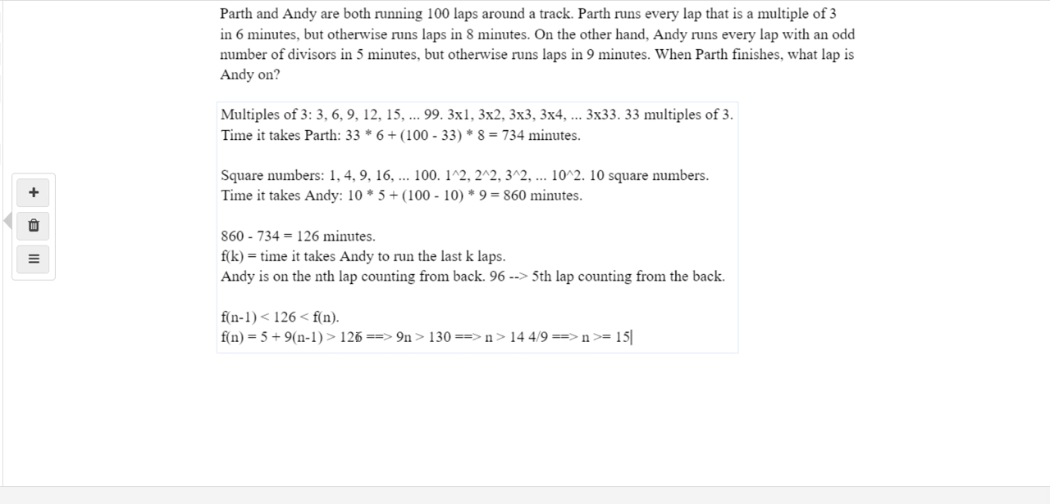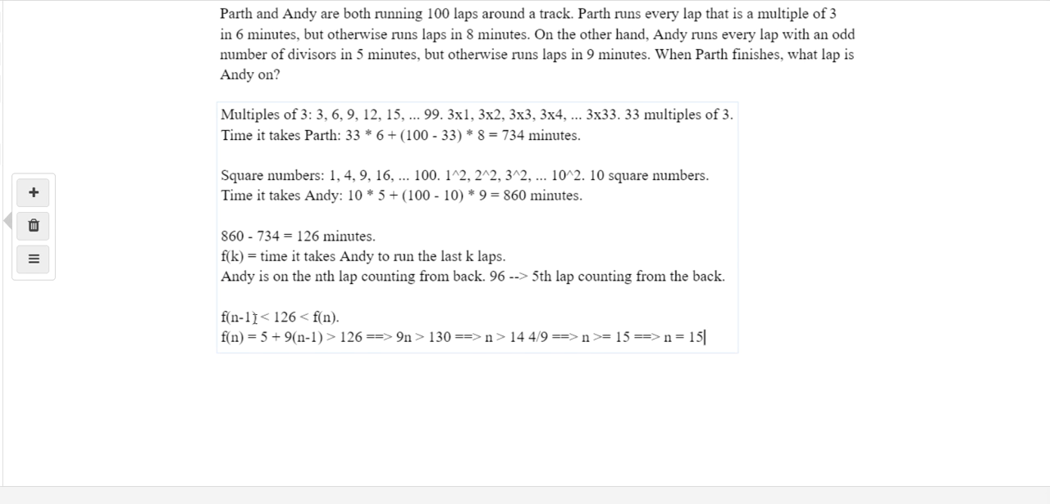From here, we note that since we're trying to find the number such that f of n minus 1 is less than 126, we're going to want to find the smallest number n such that f of n is greater than 126, because that's the only way f of n minus 1 is going to be less than 126. So we're just going to take n equals 15. So this is the number of laps counting from the back.